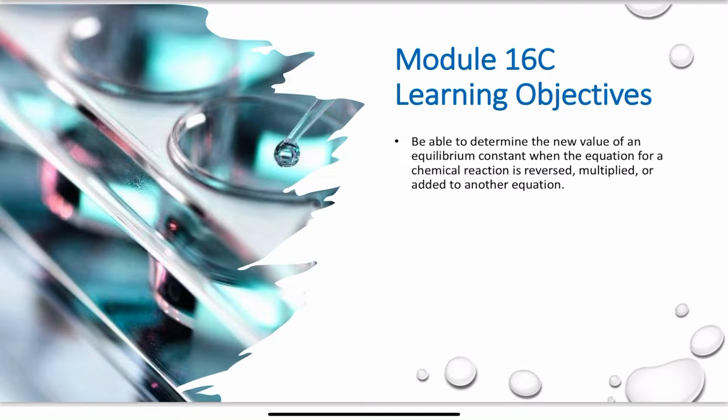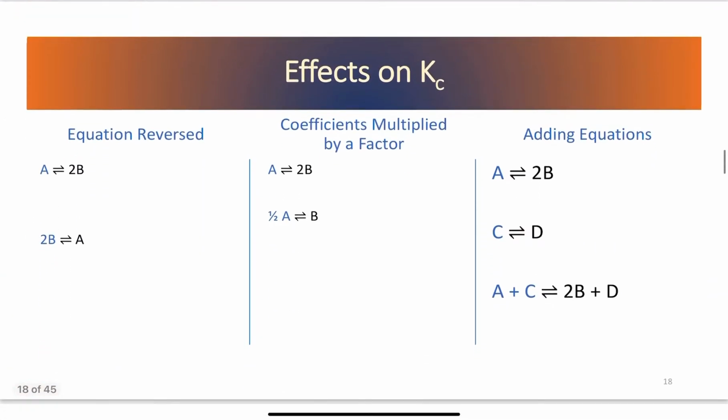Sometimes we're going to give a Kc value or an equilibrium expression, equilibrium constant, for an equation we don't have, but we can manipulate that equation into something we do have. And you can still calculate the Kc value. So, effects on Kc: reversing equations, multiplying by a factor, or adding equations.